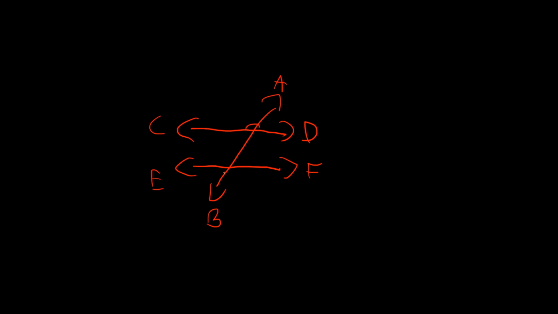Here and here is an alternate exterior angle because they are both on the outside of the parallel lines and opposite of the transversal lines. Here and here are both alternate exterior angles too, because they are on the outside of the parallel lines and opposite of the transversal lines.